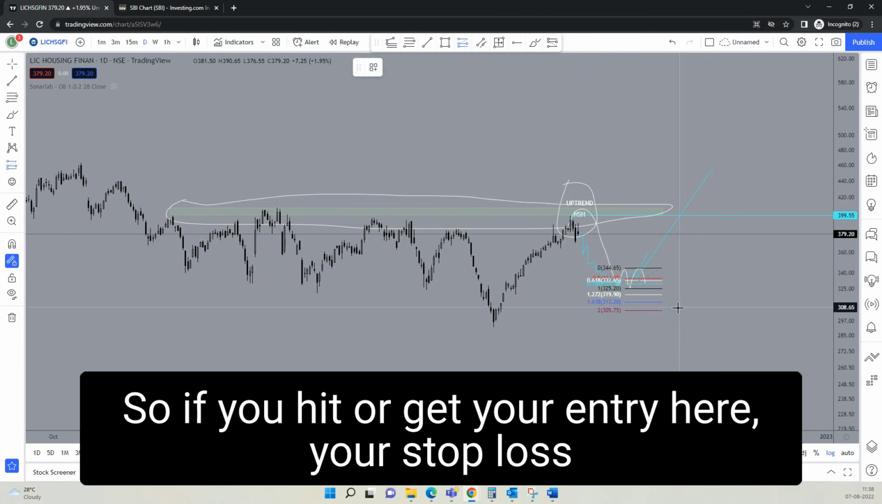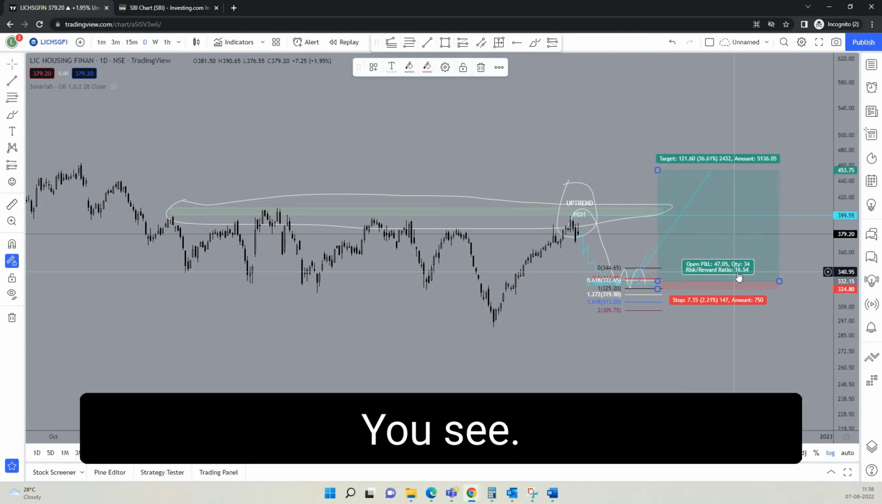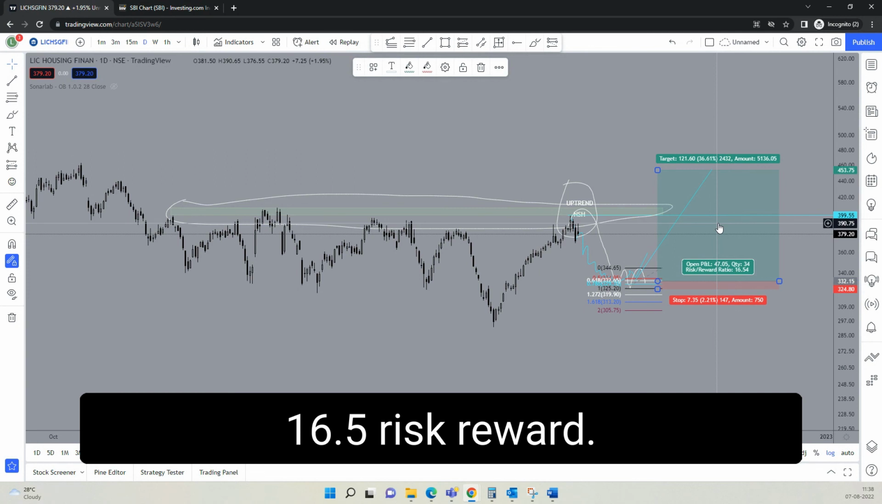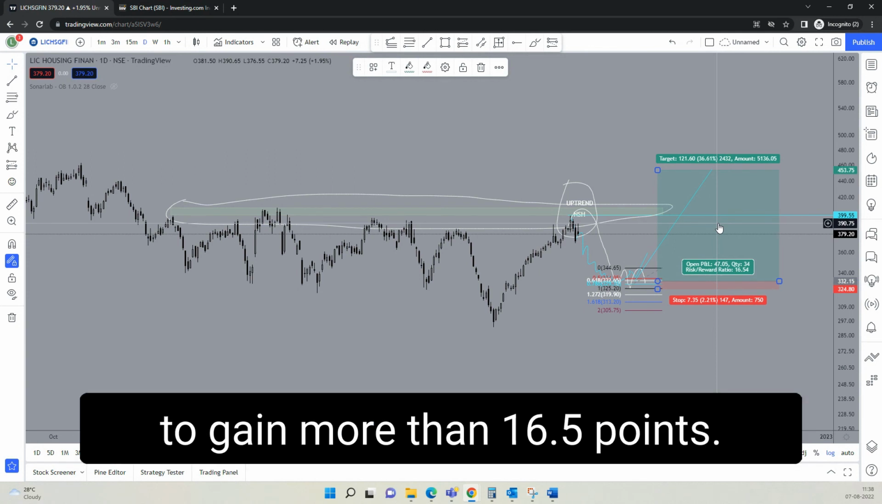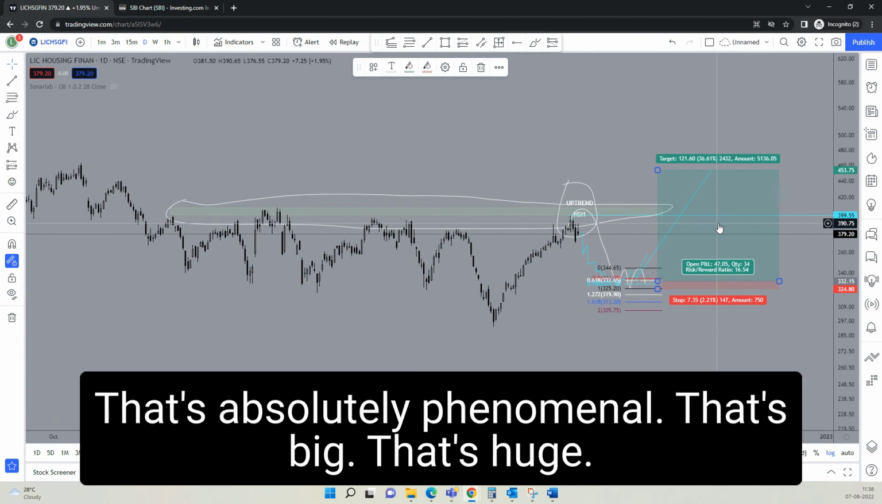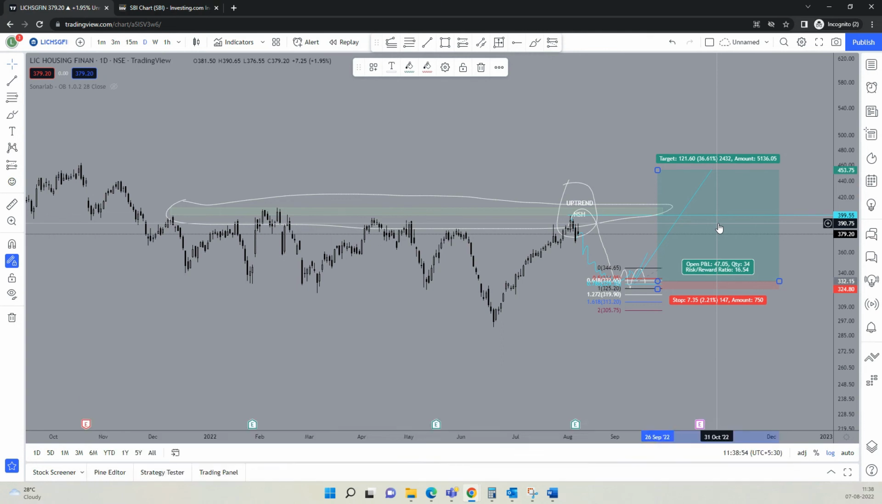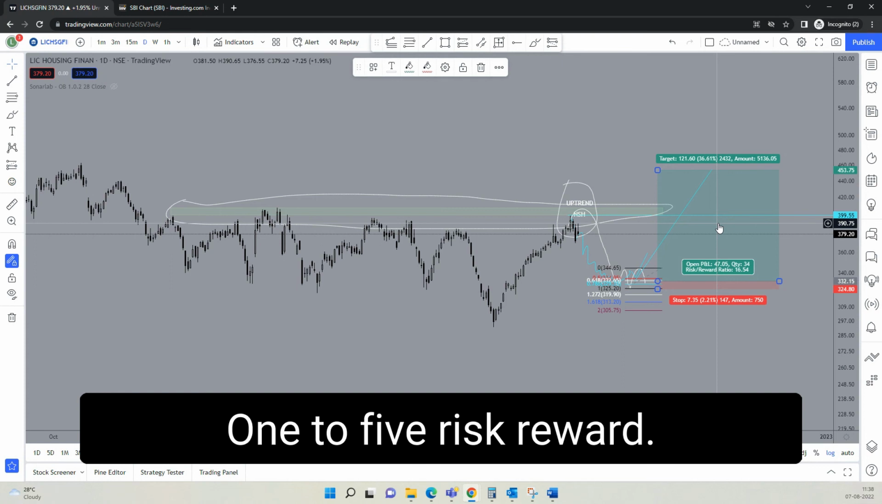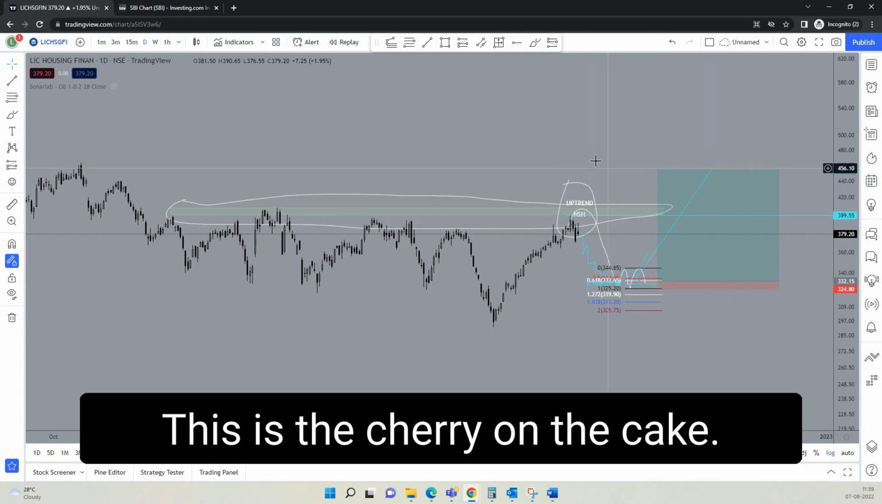You see, so if you get your entry here, your stop loss will be very, very small and your target will be very, very big. You see, 16.5 risk reward. If you lose 1 point, you stand to gain more than 16.5 points. That's absolutely phenomenal. That's big. That's huge. Now forget about 1 to 1 risk reward, 1 to 2 risk reward, 1 to 5 risk reward. This is traditional. This is the cherry on the cake.